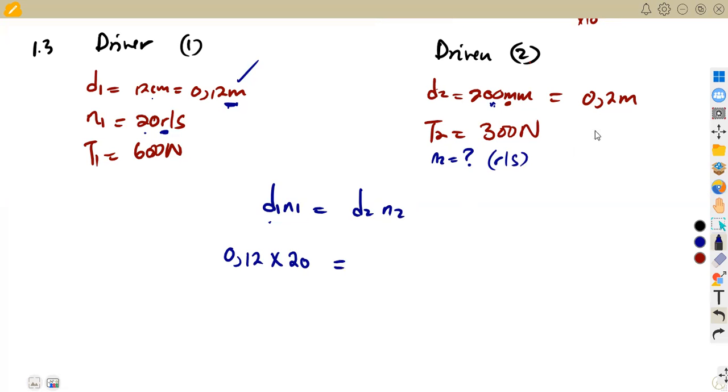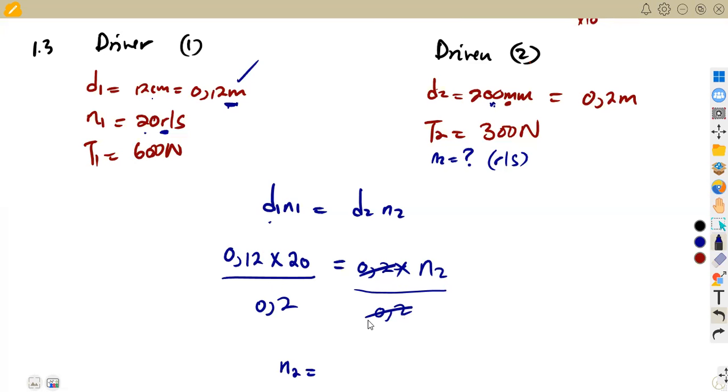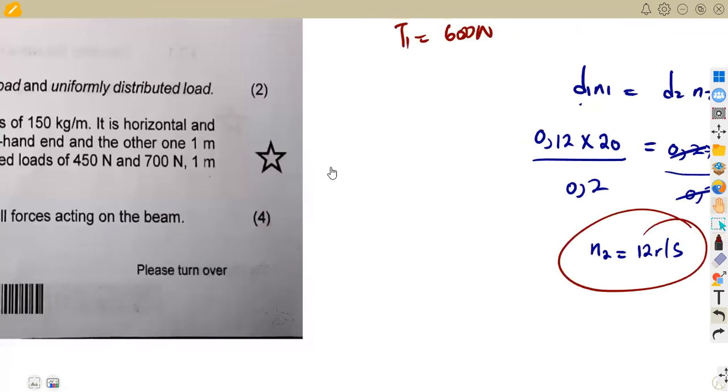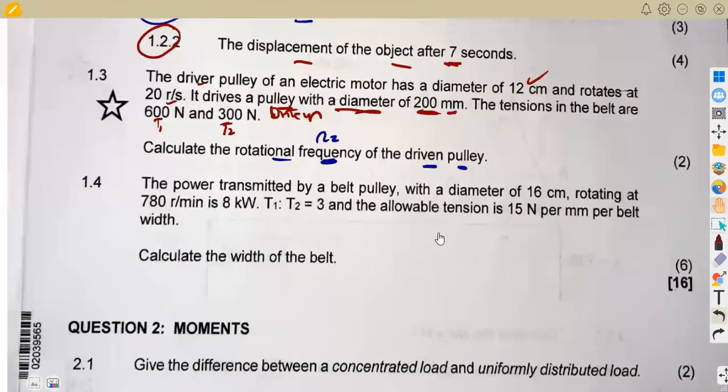Which is equal to D2, which is 0.2. So that's 0.2 times N2, which is the one that we are supposed to calculate. So you can divide by 0.2 since we are multiplying in this case. So this will cancel. We remain with N2. If you divide this part here, you're going to obtain 12 revs per second. All right, so that was the rotational frequency. The rotational frequency simply represents what? The speed. All right, so that is how we're supposed to answer the question.